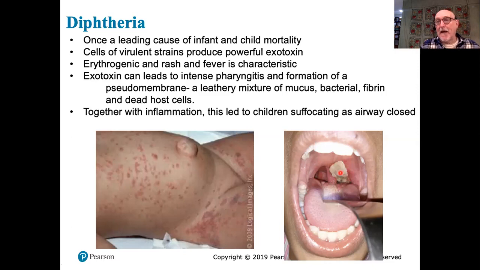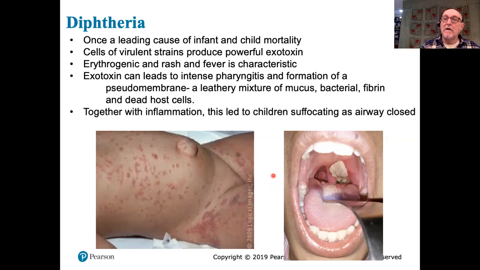And this is exactly what happened to children. They died as a result of the closure of the airway. They simply suffocated to death. There were certain doctors who specialized in removing the pseudomembrane from the throat in order to try and save children. It was a very, very dangerous disease indeed in children.